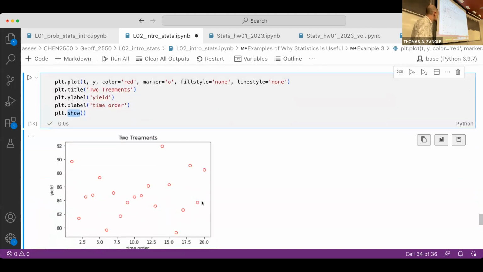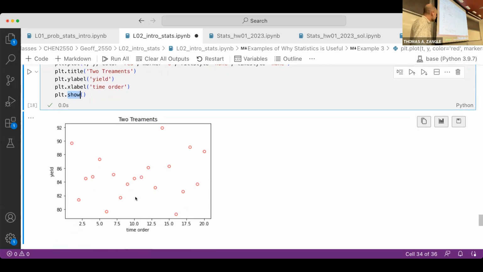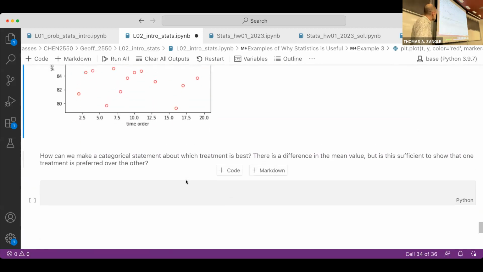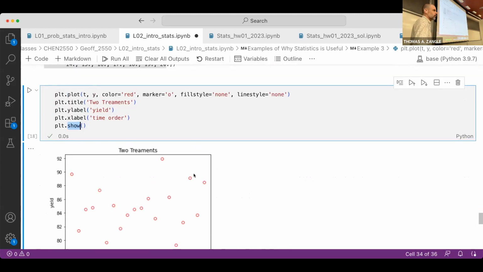This is what our data looks like if we plot it in time order. Remember, the first half of these are from method A, the second half are from method B. We know the mean with method B is a little higher, but looking at this, I'm not so confident that method B is better than method A. But with statistics, we'll be able to describe with more precision whether method B is likely to be better than method A from this data. So there's a difference in mean, but is it sufficient to show that one is better than the other? To be continued.